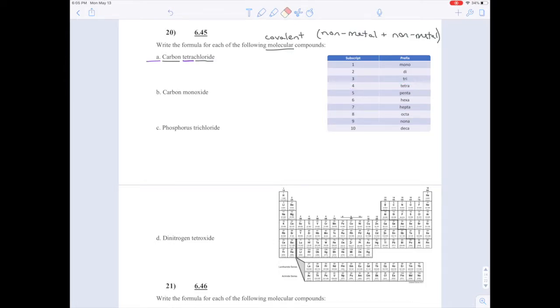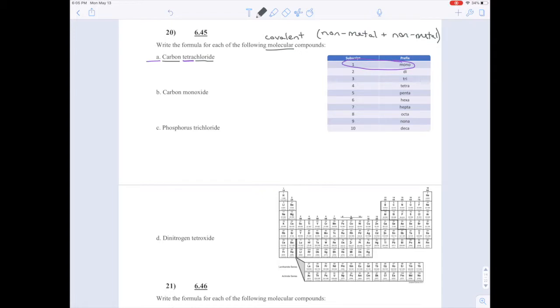The one exception is for the first element in a compound. If the first element in a compound doesn't have a prefix, then the implied prefix is mono, and so you only have one of those elements. Okay, so let's dive in and see what this looks like, translating these names into formulas.